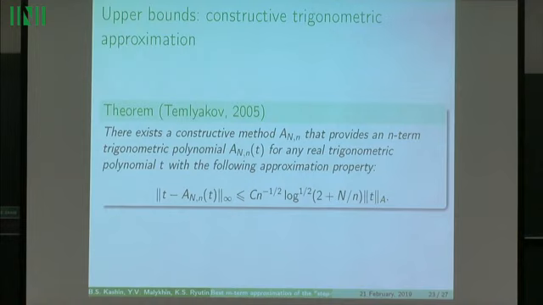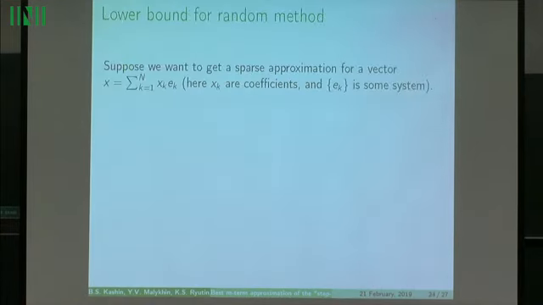And also I can mention a result by Temlyakov that one can construct this practically optimal n-term approximation by a constructive method, namely using some version of the greedy algorithm. It's another result. In the last part of this talk, I will deal with random constructions for this problem.